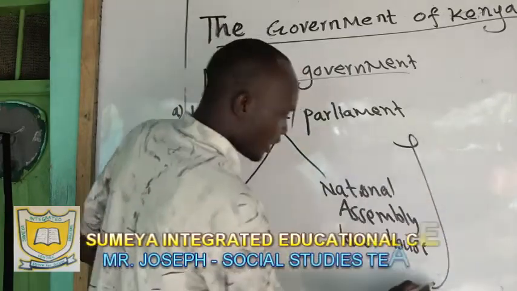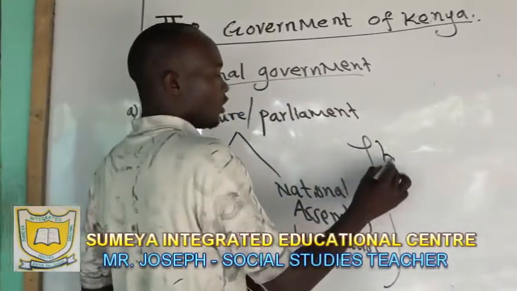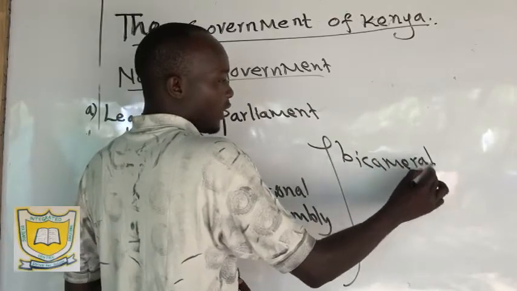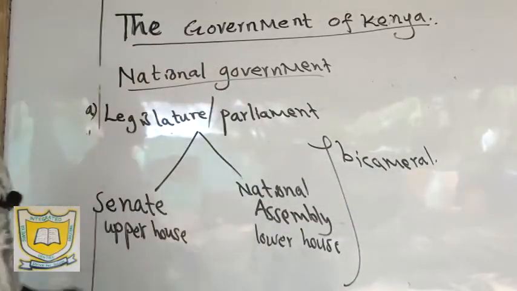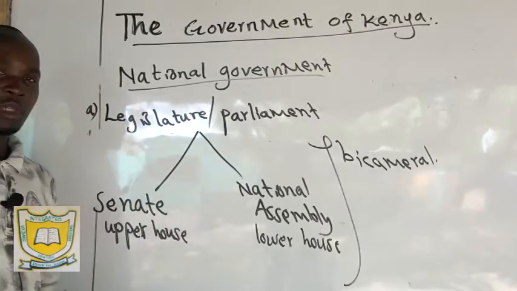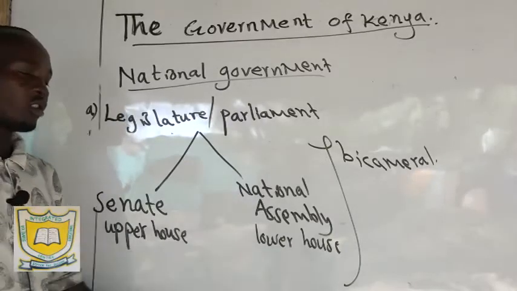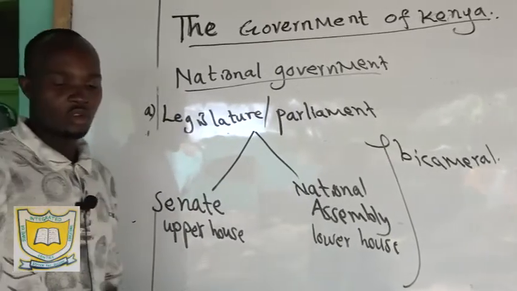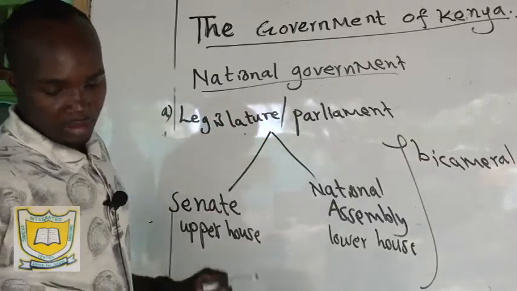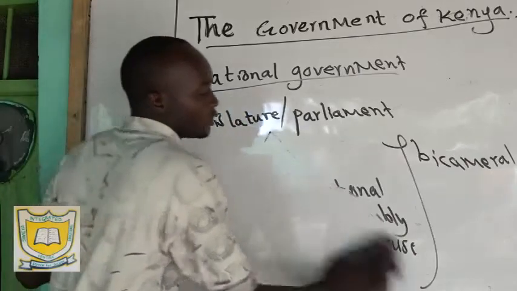Now, we say that the kind of parliament with two houses, we call it bicameral. So Kenya has a bicameral parliament, which has two houses. We have the Senate, then we have the National Assembly. The Senate is also called the upper house, and the National Assembly is also called the lower house. So we want to look at the composition.